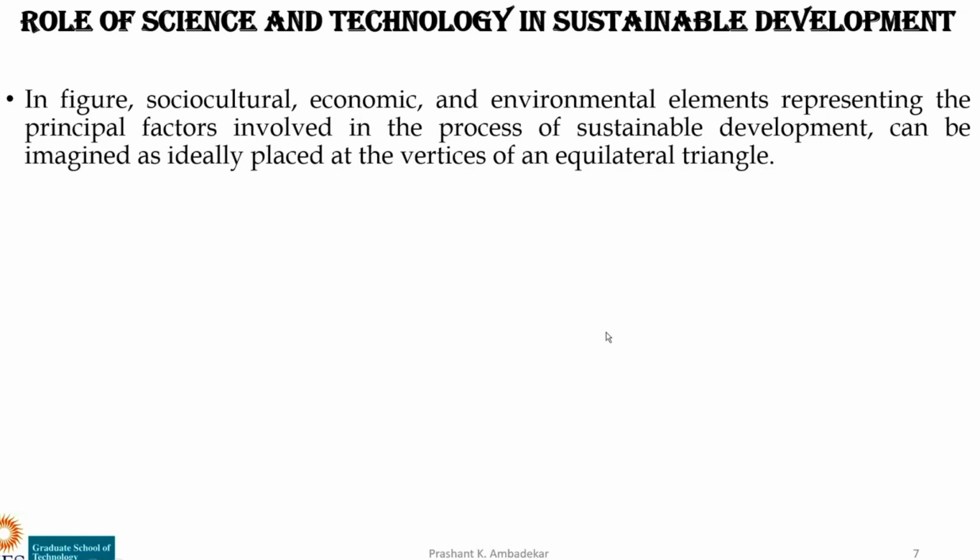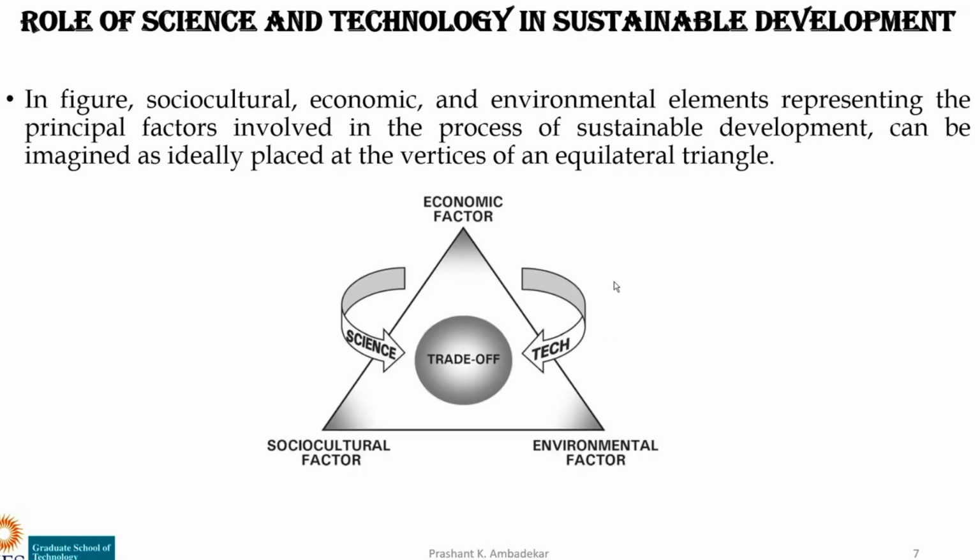In the figure, I am going to show the figure. Let me show it to you. This is the figure. Social, culture, economic, and environmental elements are represented. This is the economic factor here, the socio-cultural factor here, and the environmental factor is there. The principal factors involved in the process of sustainable development can be imagined as ideally placed at the vertices of an equilateral triangle. So this is the vertex. This is an equilateral triangle. These are the three vertices of the equilateral triangle, and the economic factor is at this vertex. The socio-cultural factor is at this vertex, and the environmental factor is at this vertex.